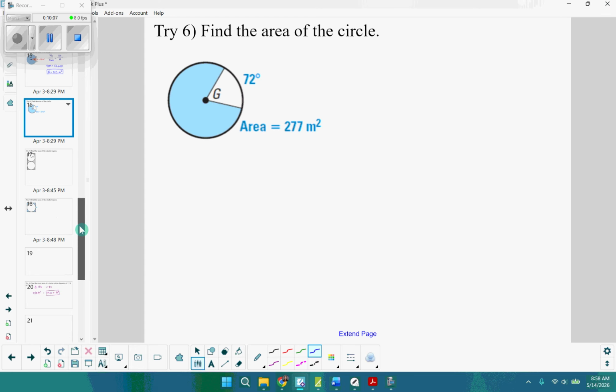Okay, so here's one for you to try. You can pause. Answers are posted on the blank notes.